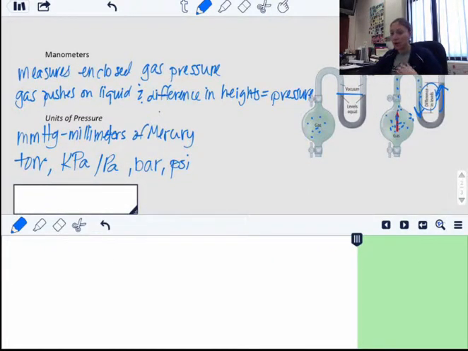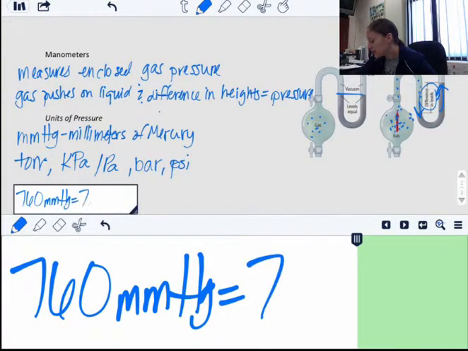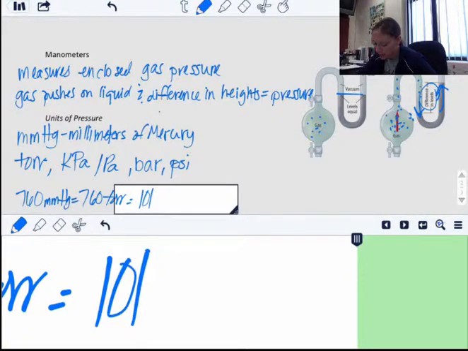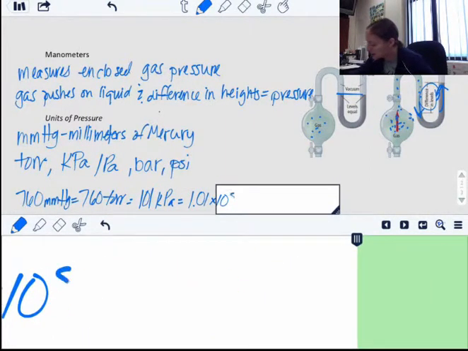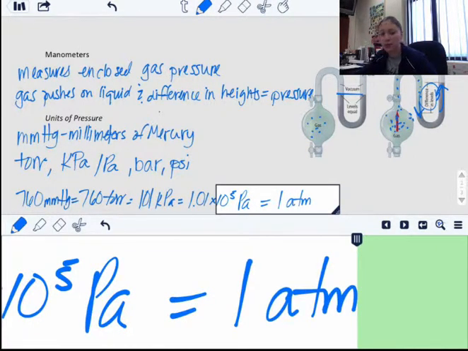The other one that is the actual SI unit for measuring gas pressure is called an atmosphere. And there are a bunch of things that equal an atmosphere. You could have 760 millimeters of mercury. You can also have 760 torrs. You could have 101 kilopascals, or 1.01, because you're going to move it 3 places, times 10 to the 5th pascals. Those all equal the same thing. They all equal 1 atmosphere. So all of those units are equivalent, and they all equal just 1 ATM, or atmosphere.